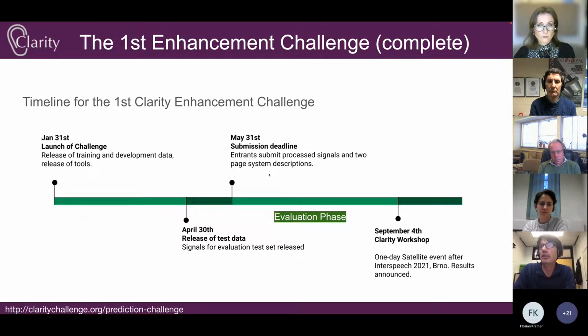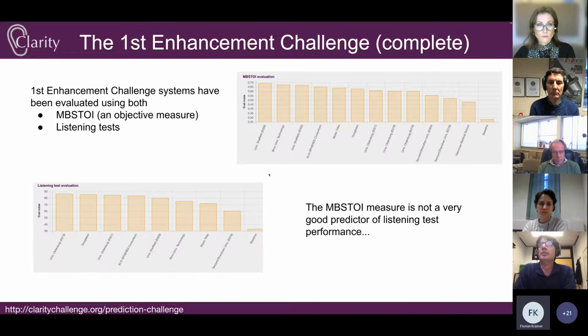And then we held a workshop back in September where we looked at the outcomes of the enhancement challenge. When we ran this challenge, we had an objective measure called MB-STOI, which we're using as our first best guess of what an objective measure might look like. And we looked at the scores of systems, both in terms of the objective measure and through our listening panel. We had a number of systems submitted. And you can see on the right there, we've got MB-STOI evaluations for these systems.